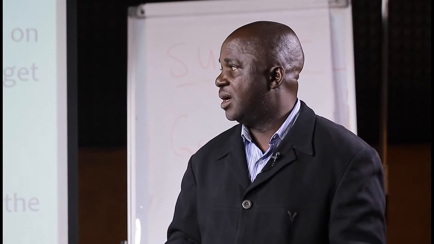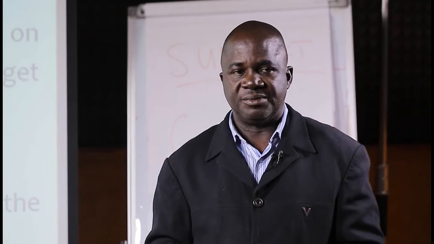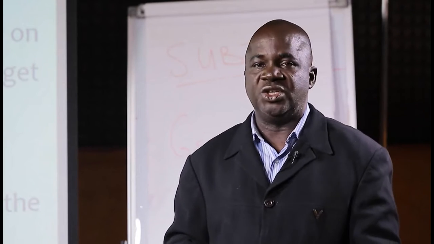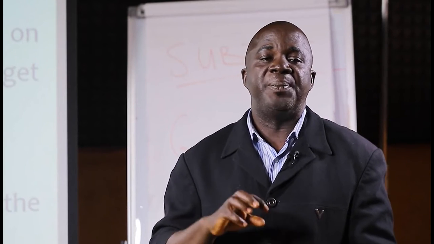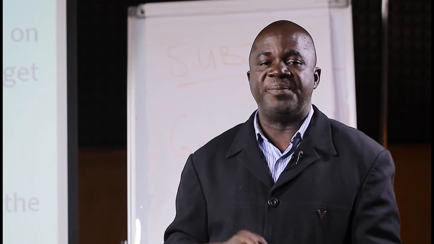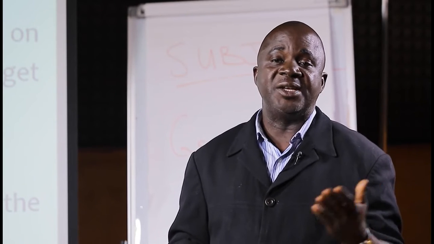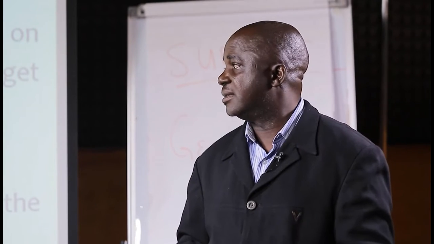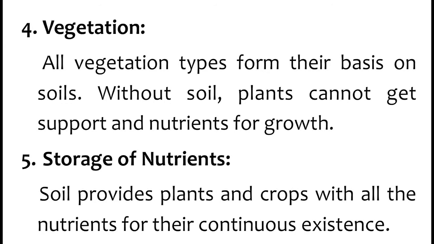Number 4, vegetation. When we talk of vegetation, we are referring to plants cover on the soil. And when we talk of plants, they could be either trees or grasses. So all vegetation types form their basis on soil. Without soil, plants cannot get support and nutrients for growth.